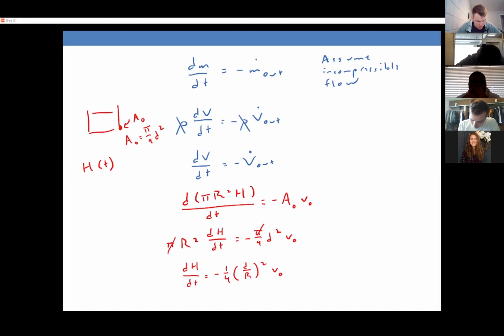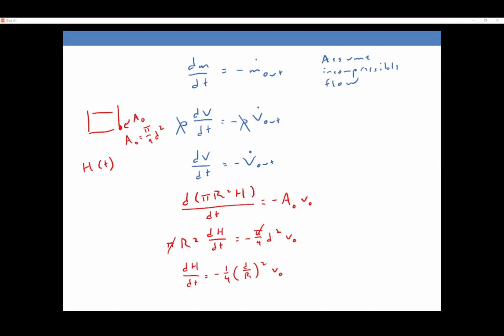So again, I'm going to give you another second. In fact, I'm going to give you a little bit longer this time. And then I'm going to ask someone for some expression for V as a function of H. You have the tools to do that. So I'm going to wait for about a minute and then ask somebody. A minute and a half.